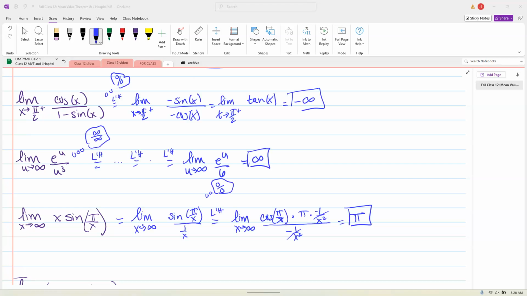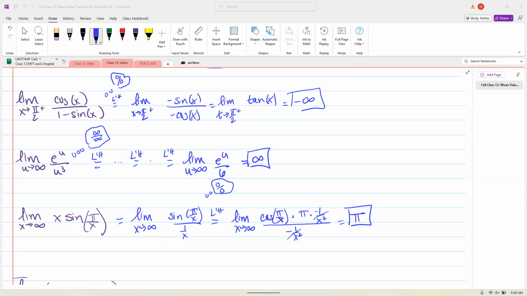And here you go. The first one ended up resulting in tangent. If you look at the right side of pi over 2 for tangent, you go to minus infinity. The second one, you have to do L'Hopital's rule 3 times. I didn't show that work because I do it in my head. But you get infinity over infinity for the indeterminate form each time. You end up with something like e to the u over 6 at the end, which you can evaluate and just get infinity.